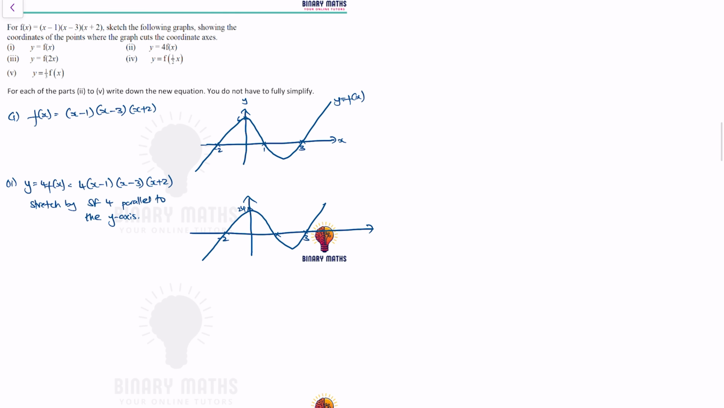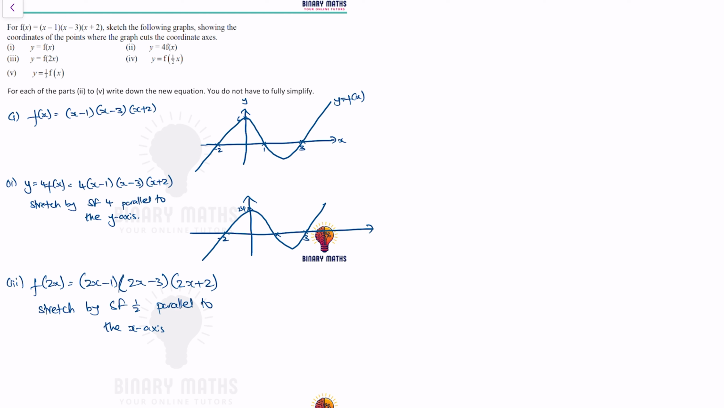Okay, number 3, which is f of 2x. Everywhere we see an x in the original function, we replace it with 2x: 2x minus 1, 2x minus 3, and 2x plus 2. So it's a stretch. Because it's inside the bracket, the reciprocal of 2 is a half, so by scale factor a half. And because it's inside the bracket, it's parallel to the x-axis.